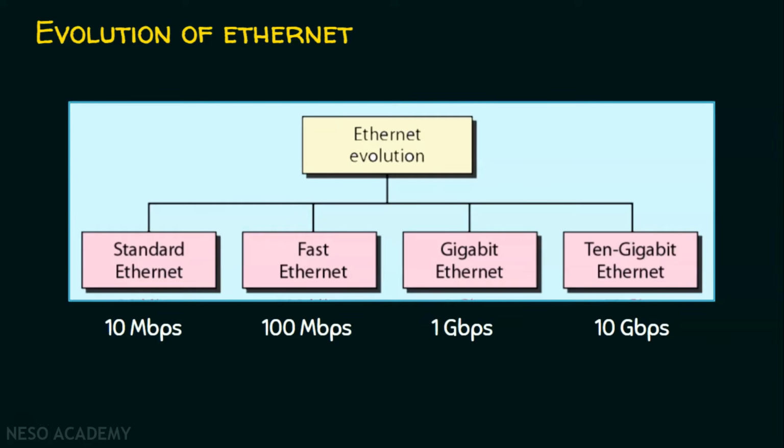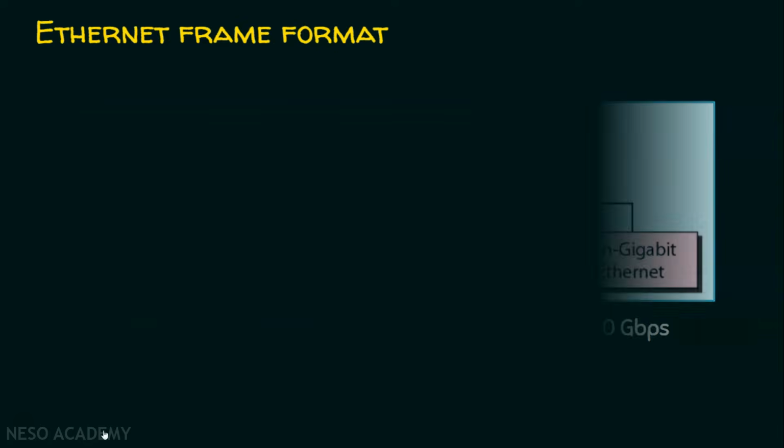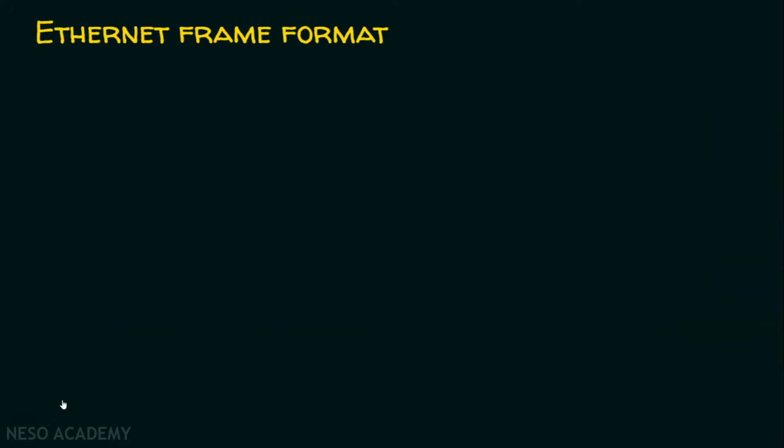We will now see the frame format of Ethernet. The frame format of Ethernet is somewhat similar to the previous data link layer protocols we addressed. What are the frame formats we addressed previously? The HDLC frame format, the point-to-point protocol PPP, the DDCMP frame format. Let's see the frame format of Ethernet now.